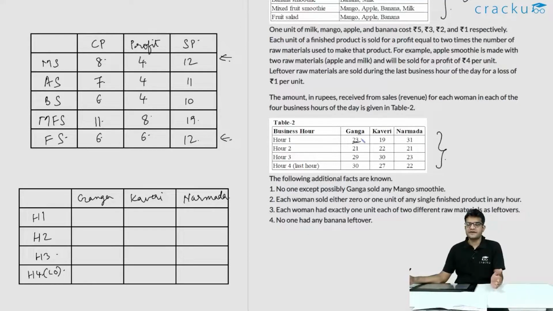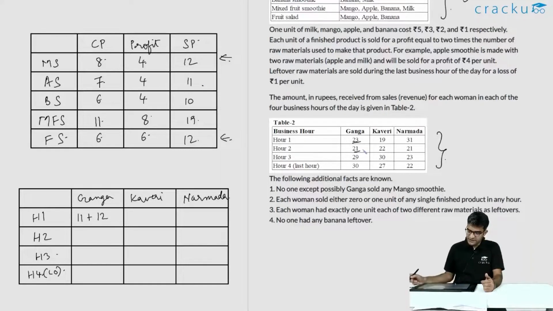This 23 can be expressed as a sum of two selling prices, as there is only one way in which we can express it, that is 11 plus 12. Now the thing to notice is that whenever we see an 11, we can immediately identify that 11 is apple smoothie. But when you see a 12, that 12 can be either a mango smoothie or a fruit salad. So we'll just leave it like this as 11 plus 12, we'll come back to it later.